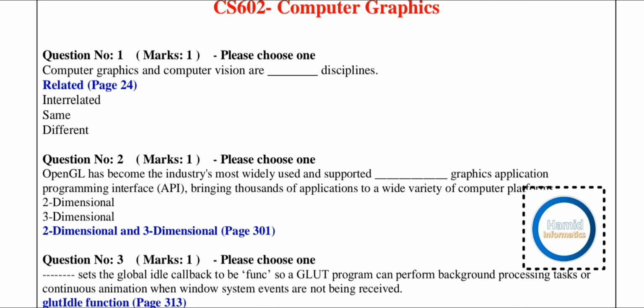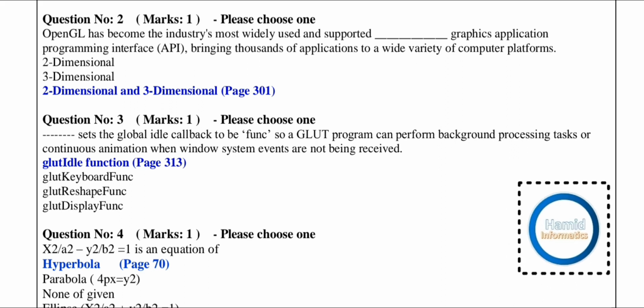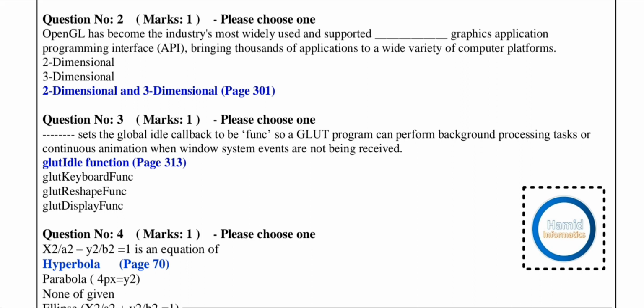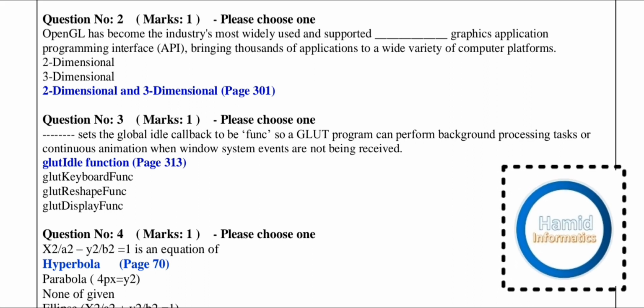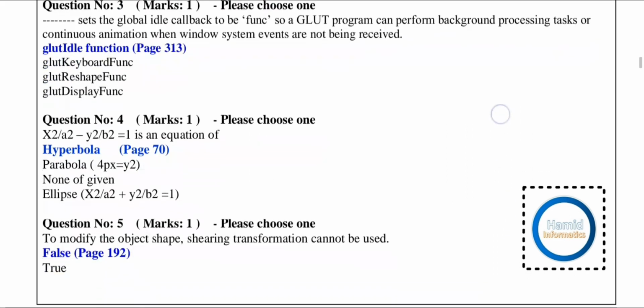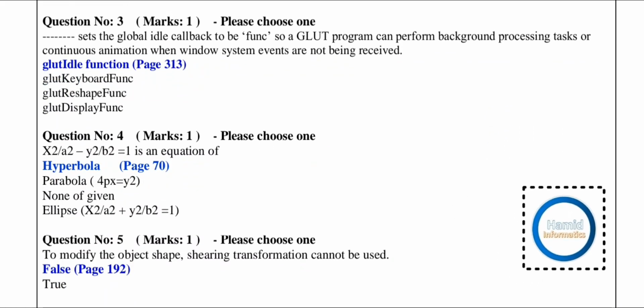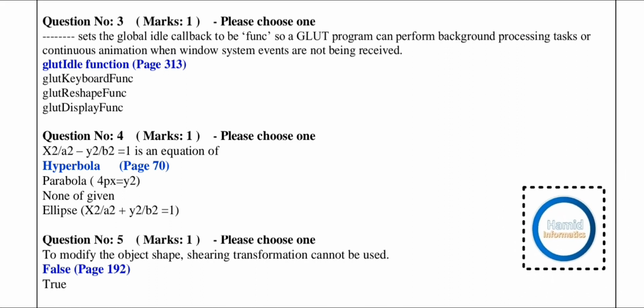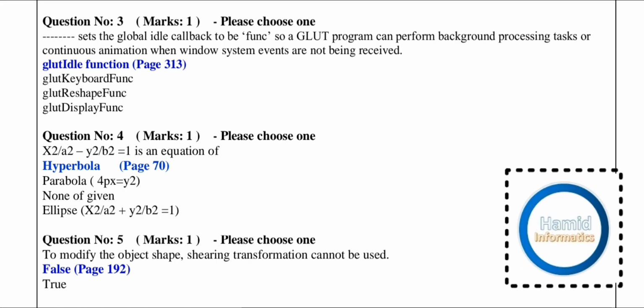Computer graphics and computer vision are dash disciplines. Related disciplines. OpenGL has become the industry's most widely used and supported dash graphics application programming interface (API), bringing thousands of applications to a wide variety of computer platforms, two-dimensional and three-dimensional. Dash sets the global idle callback to be function so GLUT programming can perform background processing tasks or continuous animation when window system events are not being received. glutIdleFunc.